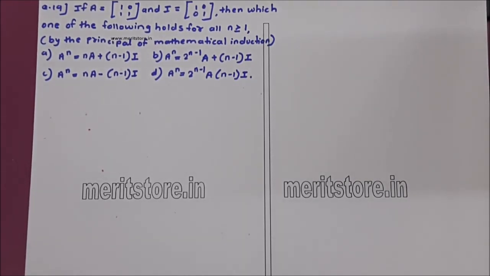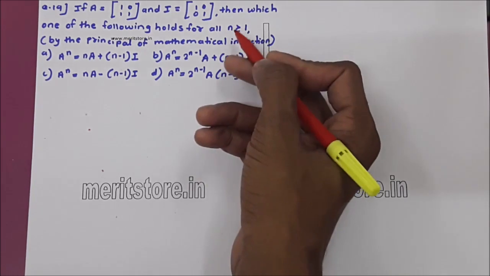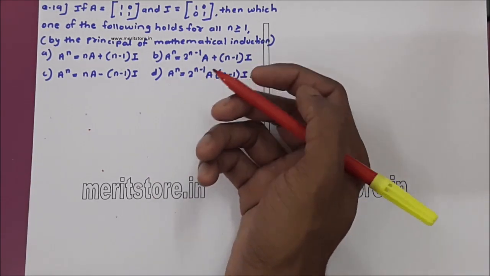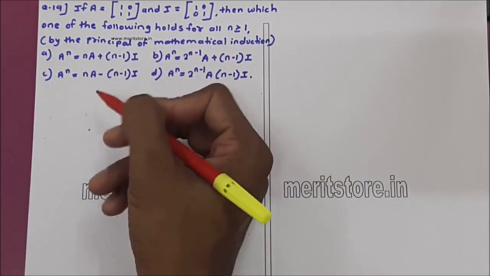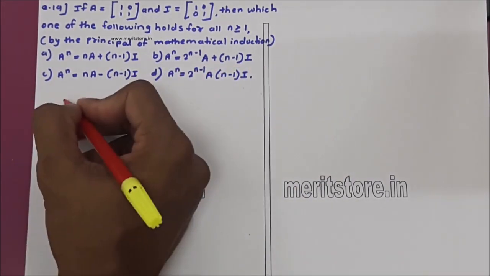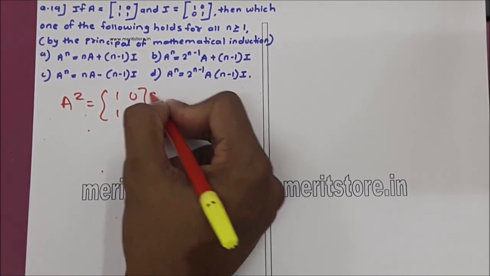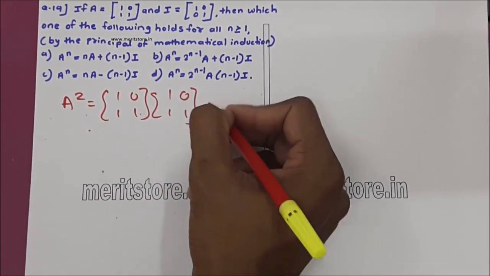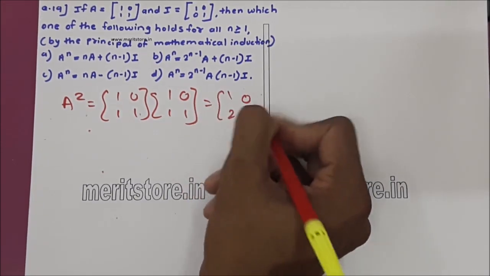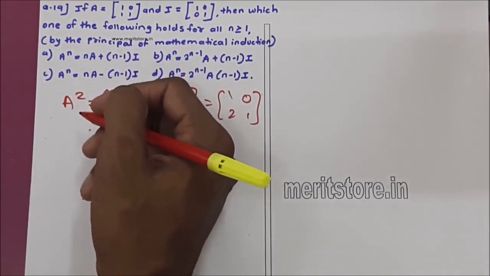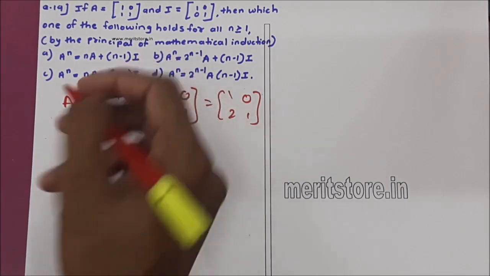Question 19. If A is a 2 by 2 matrix [1 1; 0 1] and I is the unit matrix, then which one of the following holds for all n greater than or equal to 1 by the principle of mathematical induction? We have four options A, B, C and D. So we solve for A square: [1 1; 0 1] times [1 1; 0 1] equal to [1 2; 0 1]. Please note that we are solving for A square because in all the options it is A raised to n. So we can solve for A square, A cube or A raised to 4 also.